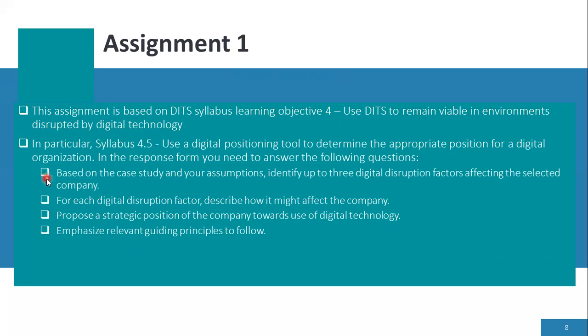Based on the case study and your assumptions, identify up to 3 digital disruption factors affecting the selected company. For each digital disruption factor, describe how it might affect the company. Propose a strategic position of the company towards use of digital technology and emphasize relevant guiding principles to follow.